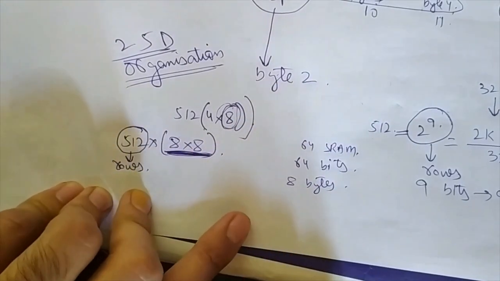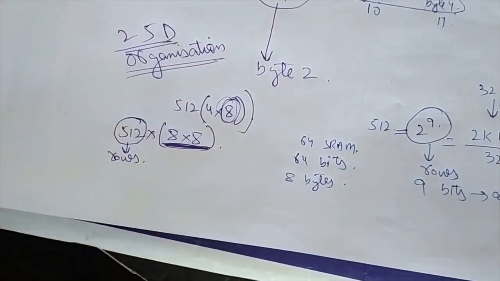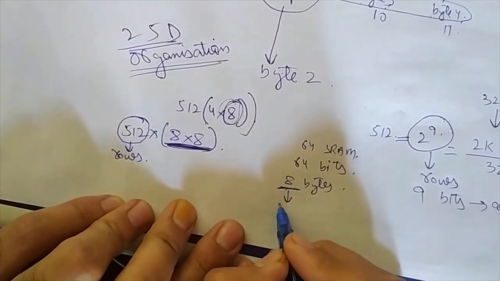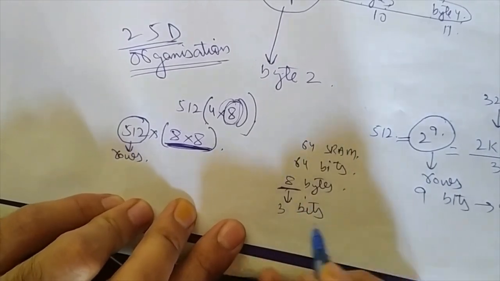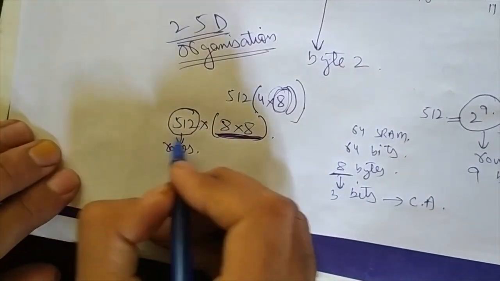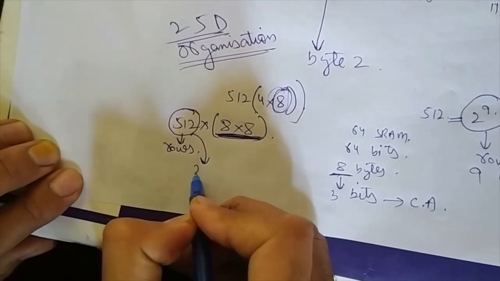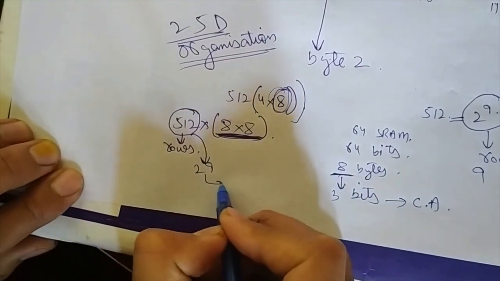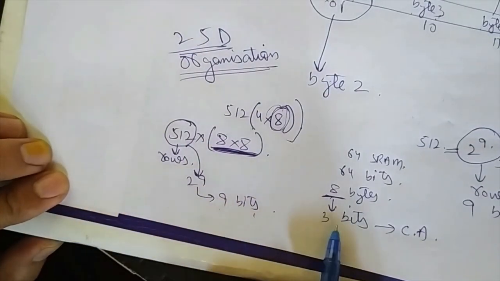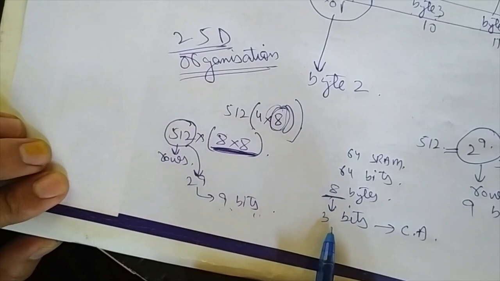And reading 8 bytes, from these 8 bytes we have to choose one particular byte. To choose one particular byte from 8 bytes we will require how many bits? 3 bits. So the column address will be 3 bits, okay, and the row address: 512 is 2 raised to the power 9, that means 9 bits. So the row address is 9 bits, and the column address is 3 bits. Okay, so let me summarize this.